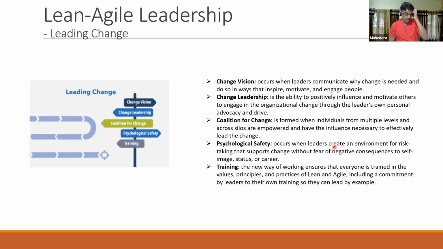And there has to be continuous training. The focus has to be outcome oriented, not output oriented. I've seen leaders who think, if I send my team members to training, my objective is done. So it is only output. It should be outcome-oriented training.